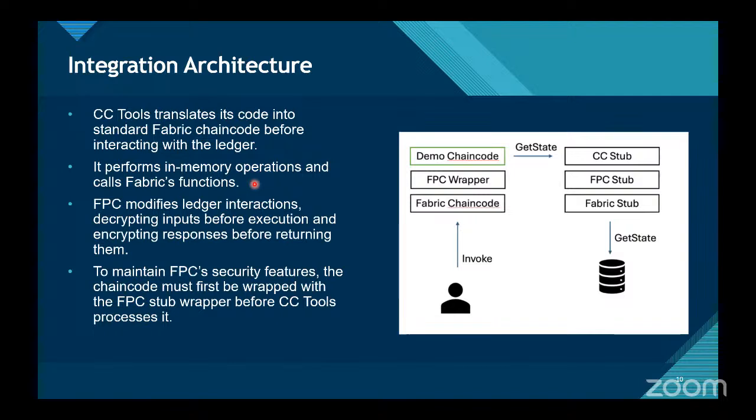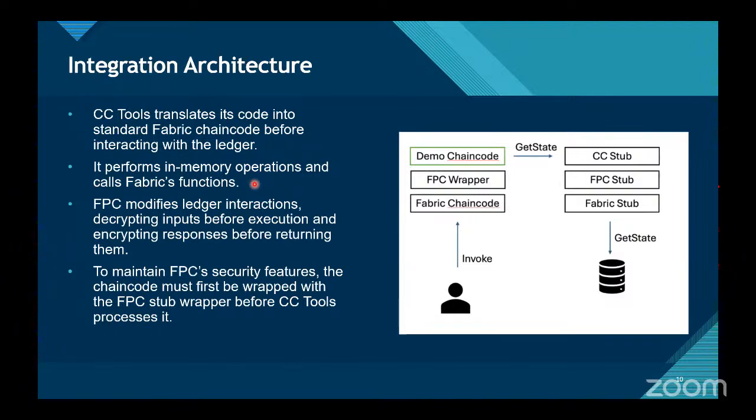But on the other hand, FPC itself modifies the ledger interactions by putting encryption and decryption stages at the first, like we explained in the transaction flow before. And then before communicating back to the client, it does ordering and encryption and decryption before communicating with the ordering service and before communicating with the client to send the response back. So the right approach to do this was that the chain code itself must be wrapped with the FPC stub before CC tools processes it.